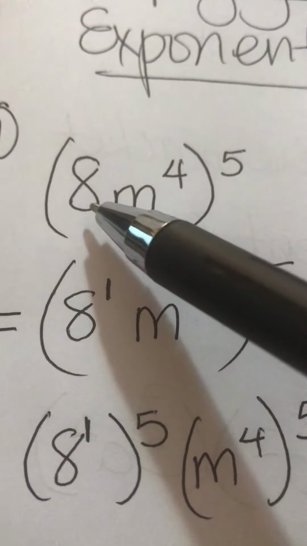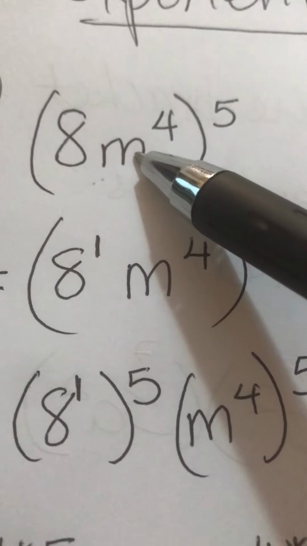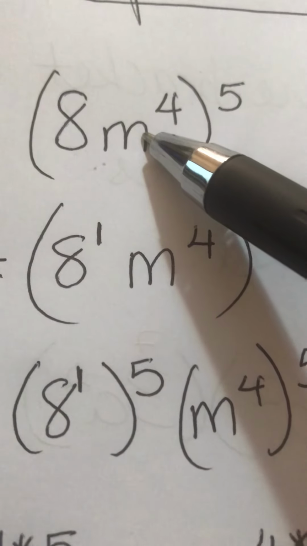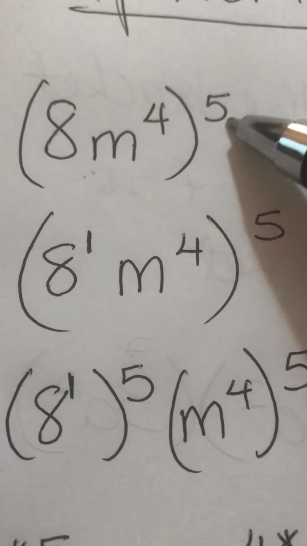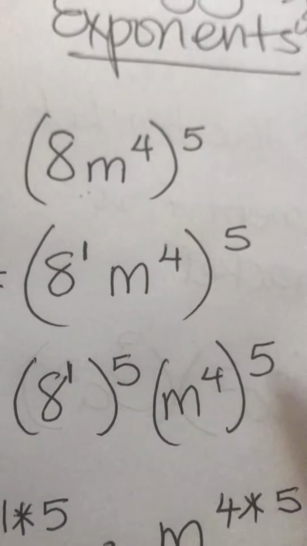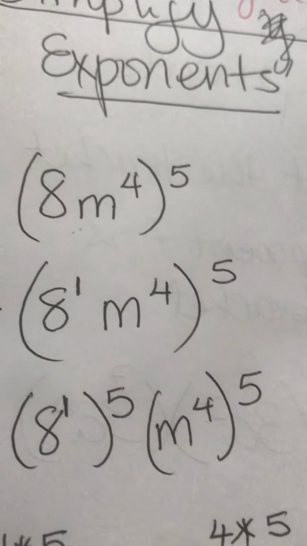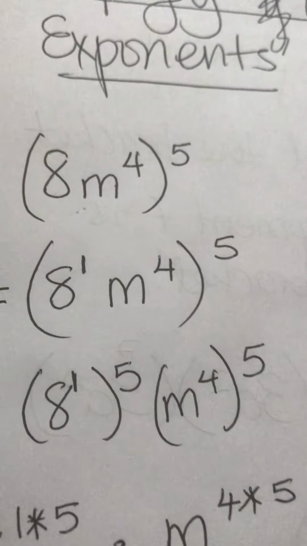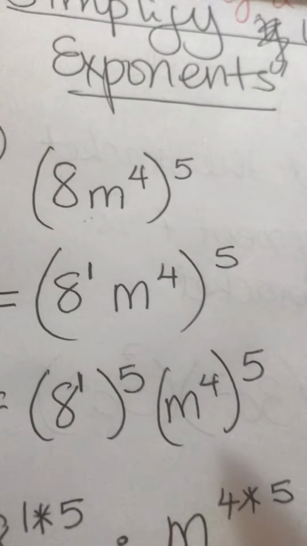Okay? So, how do I know this is a product? Because I have a coefficient and a variable. So I am multiplying 8 by m to the 4th power. So this is a product. And then how is this a power of a product? It is still raised to the 5th power. Okay? Everything inside my bracket should have an exponent. If there is no exponent, I will put it. If the exponent is missing, the exponent will always be 1.